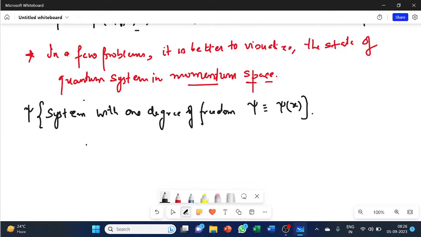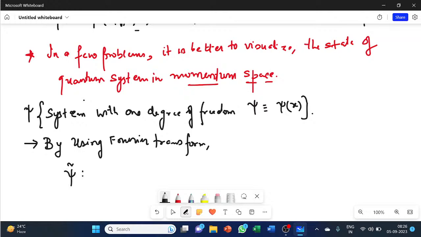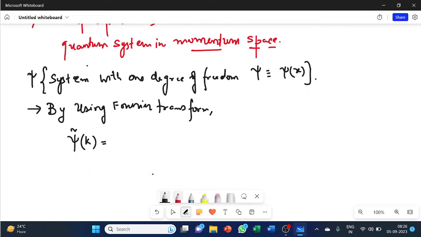This is how you do it, by using the Fourier transform. If you have not taken lectures on Fourier transform, I'll write the formula here. Don't worry. The Fourier transform of psi of x is written as the integral dx e to the power minus i k x, and then you have psi of x. This is the kernel of the Fourier transform.